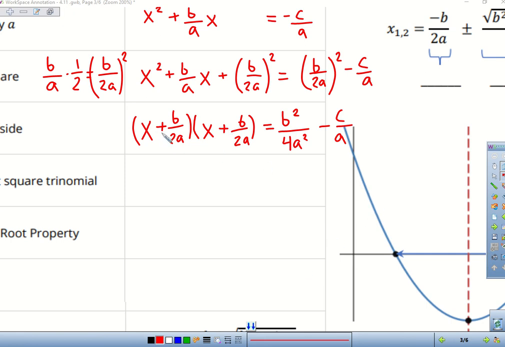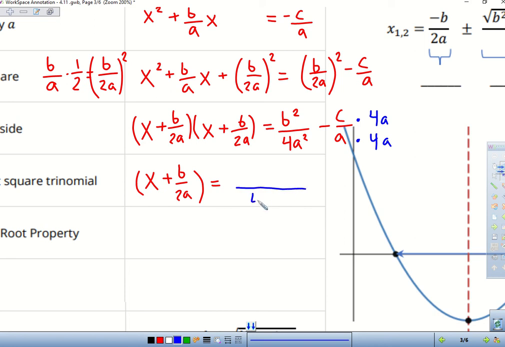So how can I rewrite this if it's the same thing written twice? Square it. Good. And then here, if I want to combine these, I have to have a common denominator. Good. So I can multiply the top and bottom of this by 4a, which will give me one big denominator of 4a squared. So it's just going to be b squared minus 4ac. And this was squared, as we said.